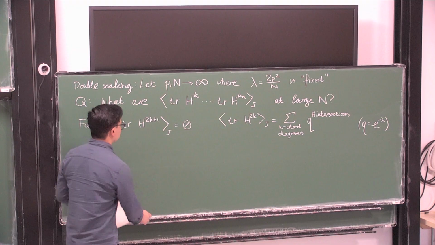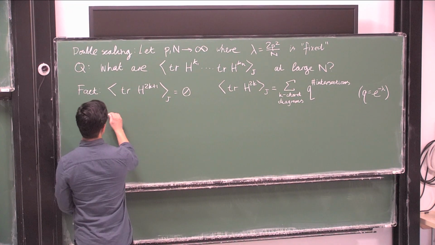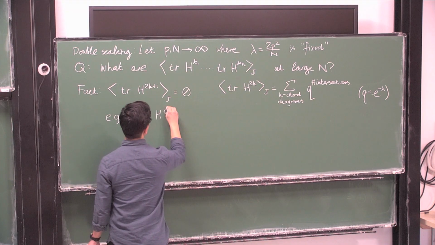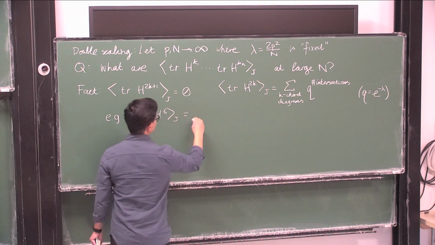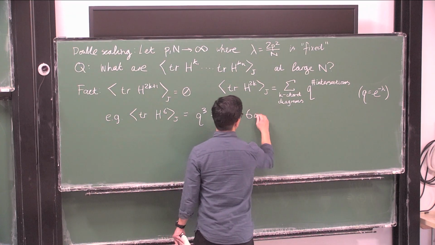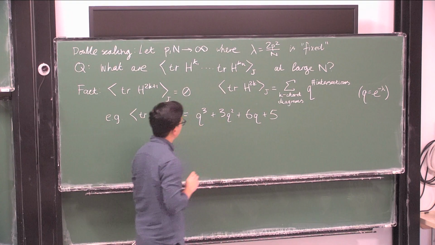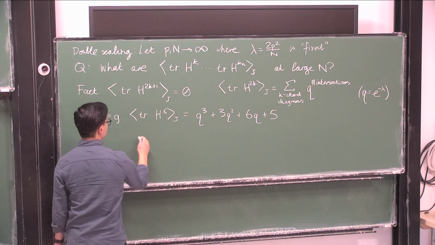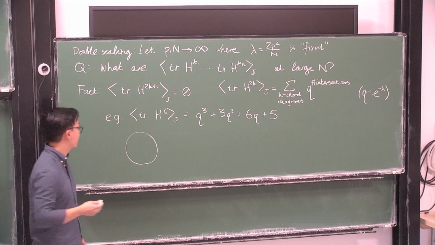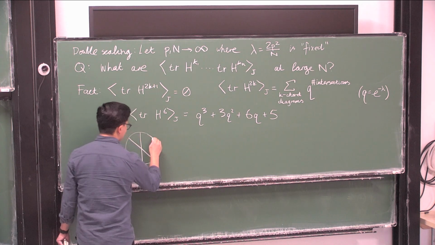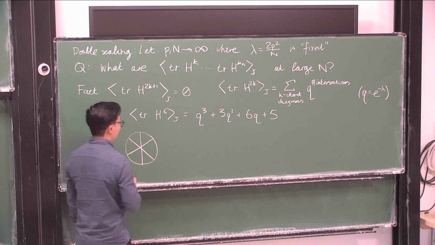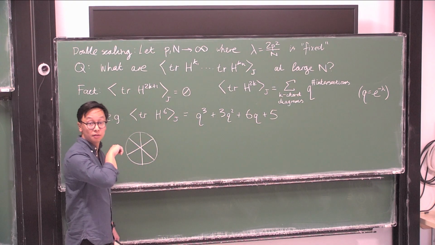Okay. So let me show you what this looks like with an example. If you wanted to know, for example, the trace of h to the 6, what is it? It turns out to be q cubed plus 3q squared plus 6q plus 5. The reason being, if we're using this result, what we want to do is take a circle and draw 3 chords that connect 6 points in pairs. If everything went diametrically, then what we see is 3 intersections.